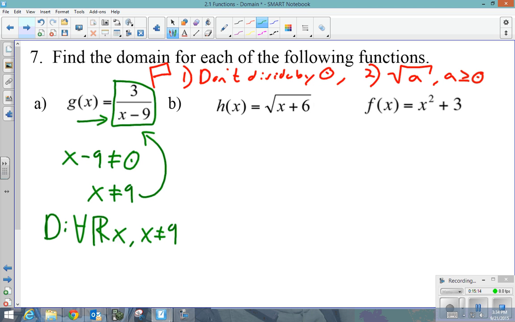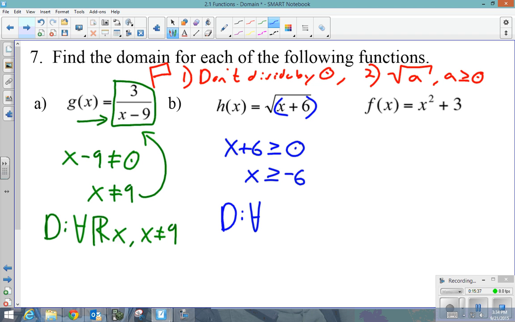Okay. Now for h of x. Again, it's my radical. I don't want that piece to be negative, so it's got to be greater than or equal to 0. Subtract 6 from both sides to get x is greater than or equal to -6. So my domain is for all real x's greater than or equal to -6.